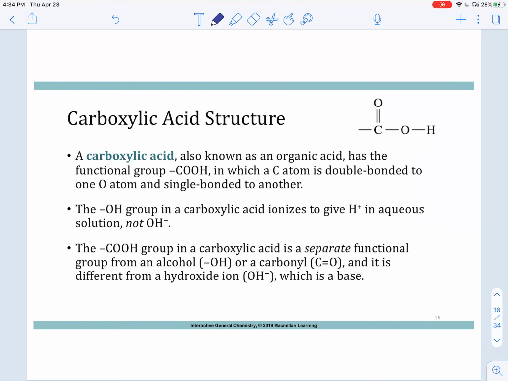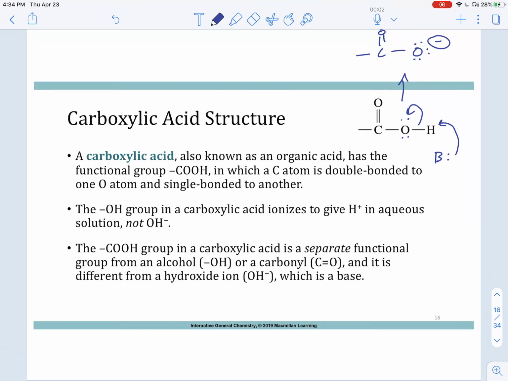So the structure, if you look at this, you need to remember there are lone pairs there on our alcohol group. So when this gets deprotonated, so a base comes along, grabs this, these electrons go here. And we have this minus charge.